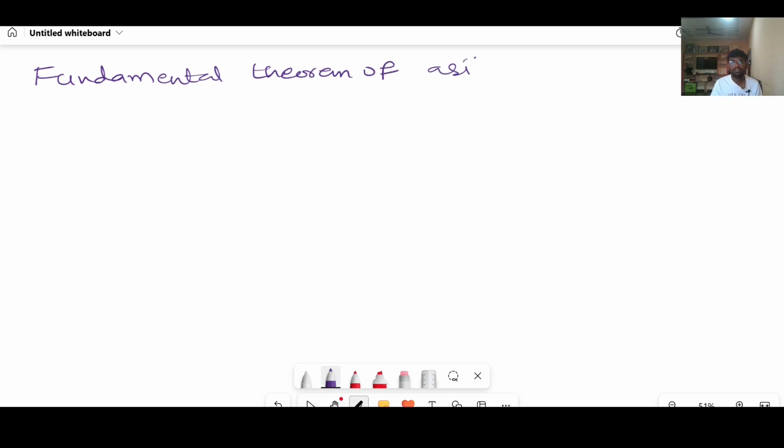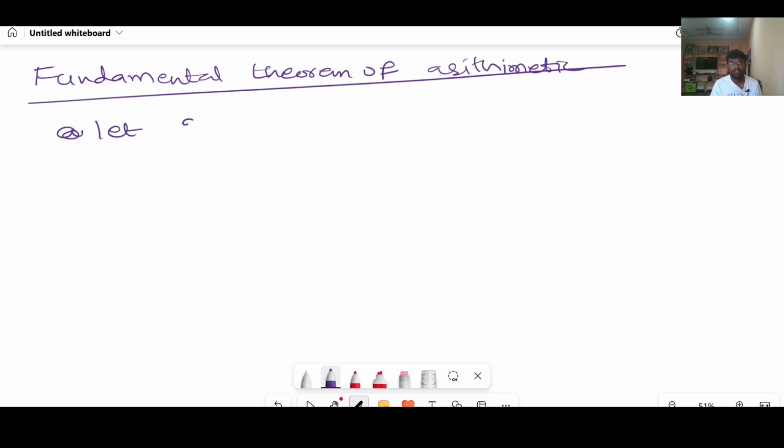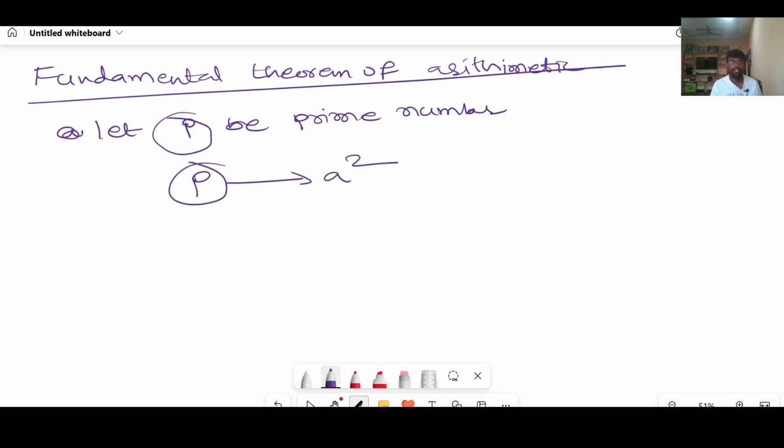Fundamental theorem of arithmetic, right? Let P be a prime number. If this P divides the square of any number, for suppose P divides a square, then we can conclude that P also divides a. This is the fundamental theorem of arithmetic.